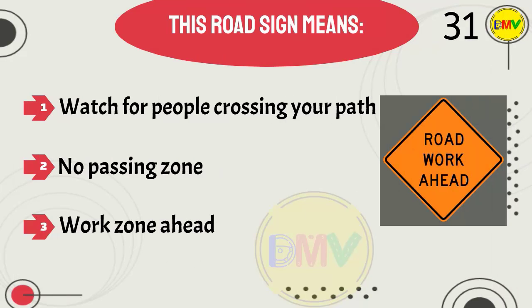Question 31. This road sign means: 1. Watch for people crossing your path. 2. No passing zone. 3. Work zone ahead.